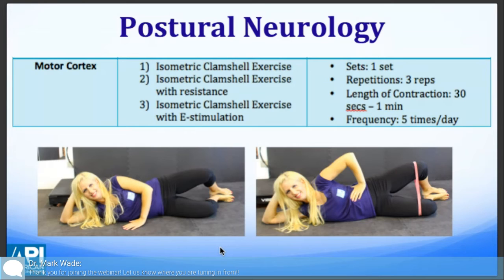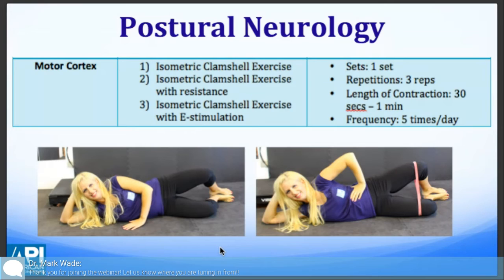And then the third progression for phase 3 is going to be the isometric clamshell exercise, just as pictured, but with E stim. So what you're going to do is you're going to put the E stim unit right on that muscle that's being contracted, the glutes, and you're going to fire the glute with the E stim while doing the muscle contraction. So that would be the third progression.